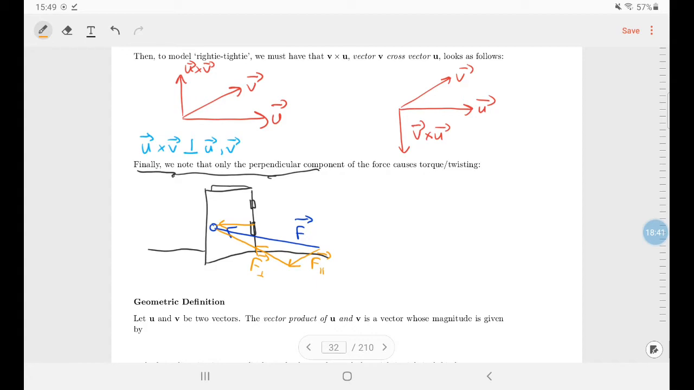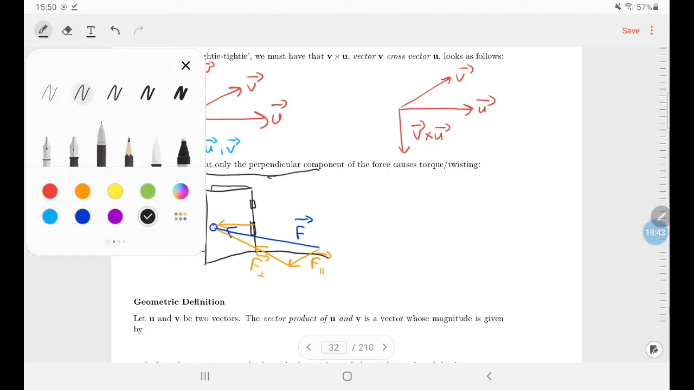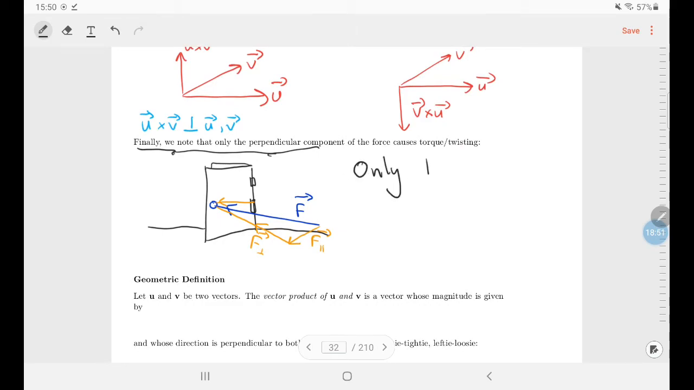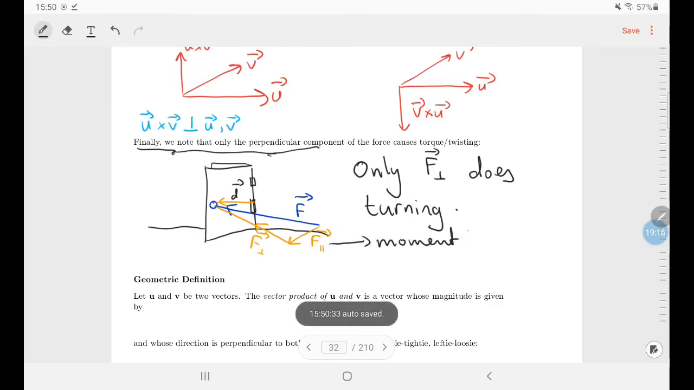It doesn't do anything. So all of the moment, and this is all I'm going to write here because I'm not exactly sure what I wanted to do here, only the part of the force that's perpendicular to this displacement does turning. That's probably not even English, but that's all I want to say. So what that means basically is that the moment associated with this is 0.